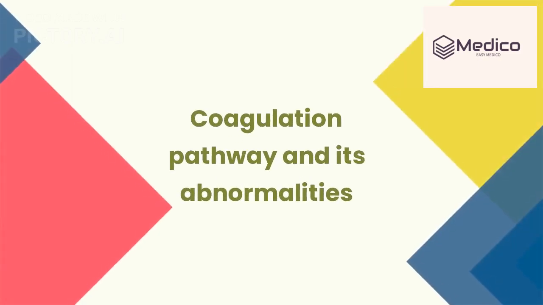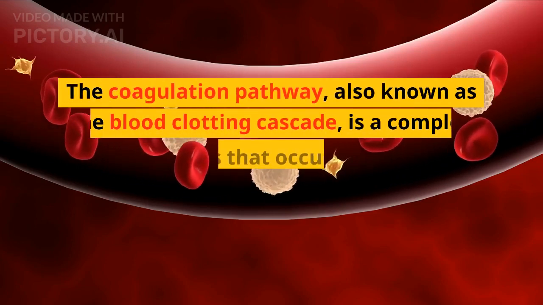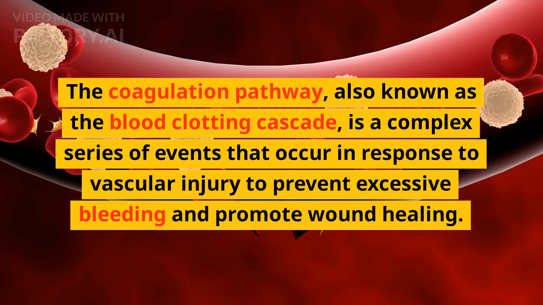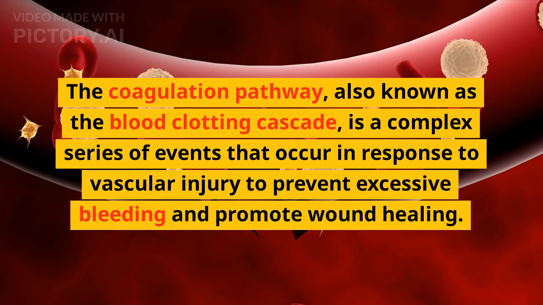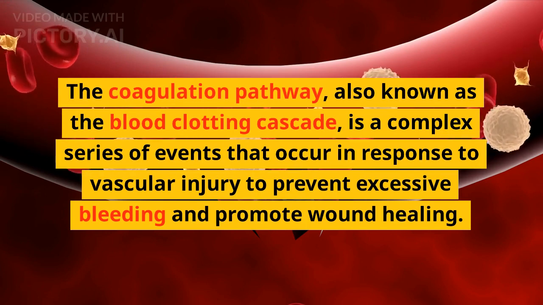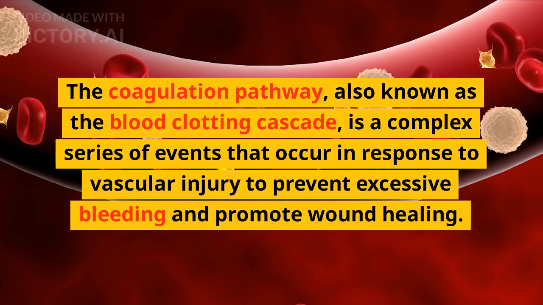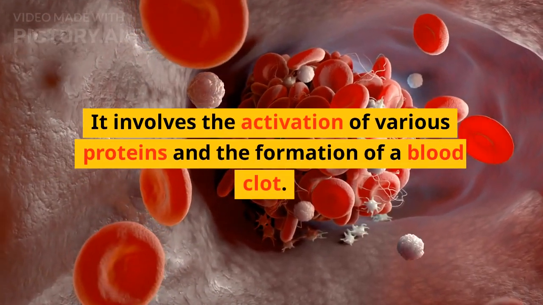Coagulation pathway and its abnormalities. The coagulation pathway, also known as the blood clotting cascade, is a complex series of events that occur in response to vascular injury to prevent excessive bleeding and promote wound healing. It involves the activation of various proteins and the formation of a blood clot.